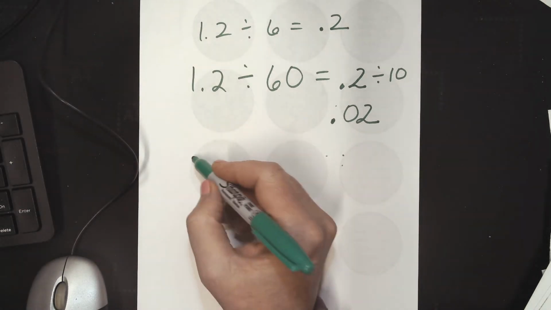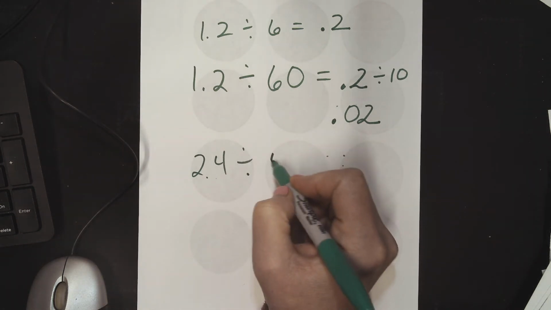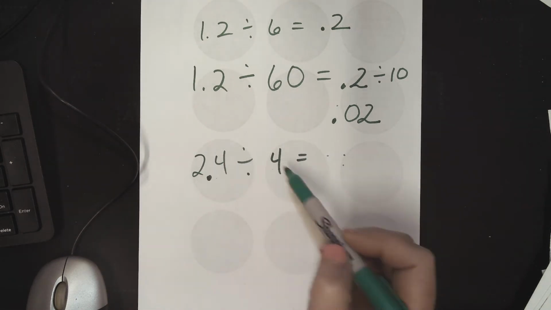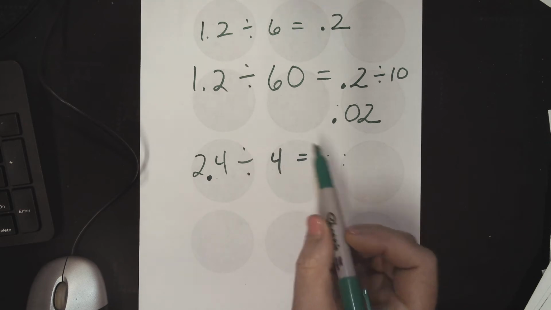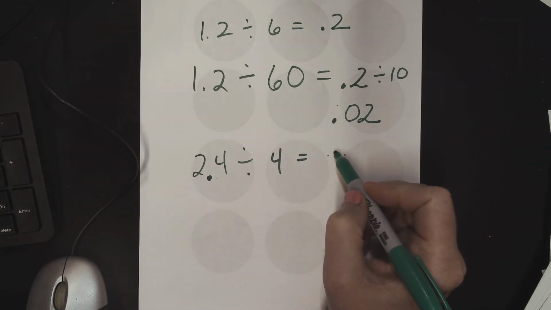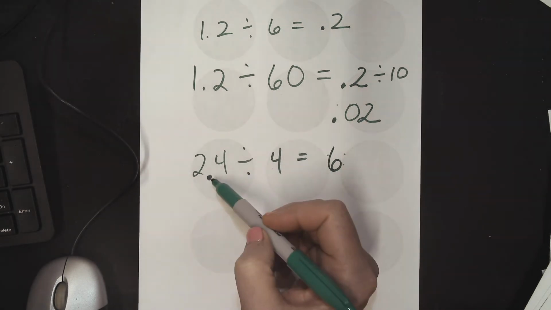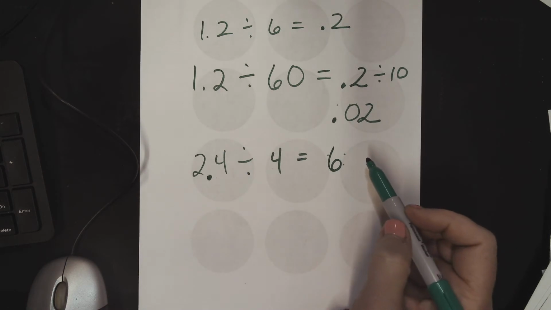Okay, what about this problem? 2.4 divided by 4. What are my friendly numbers? 24 and 4. If I just had 24 divided by 4, I'd have what? 6. But my answer is what? I have an extra decimal place. So, 6/10.